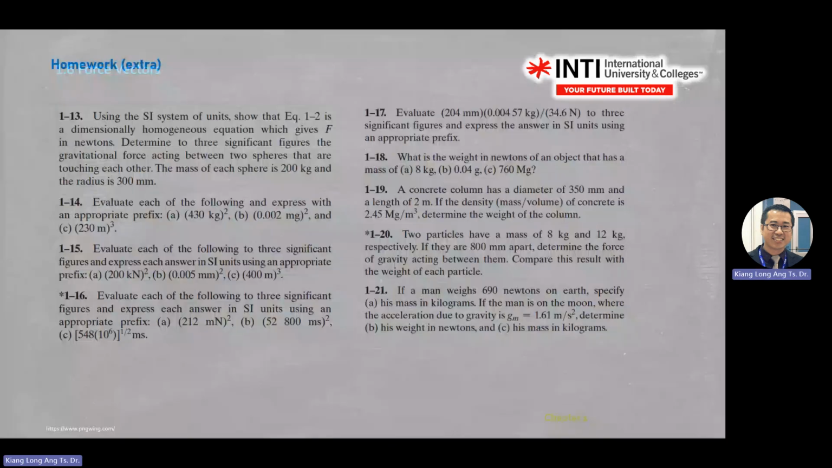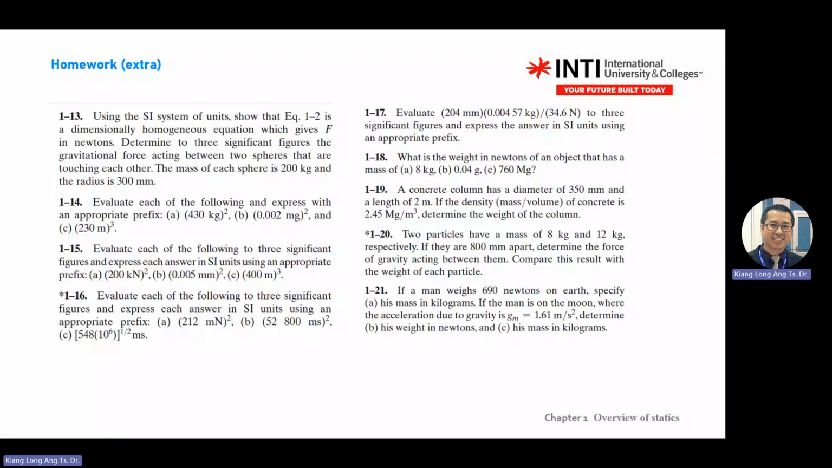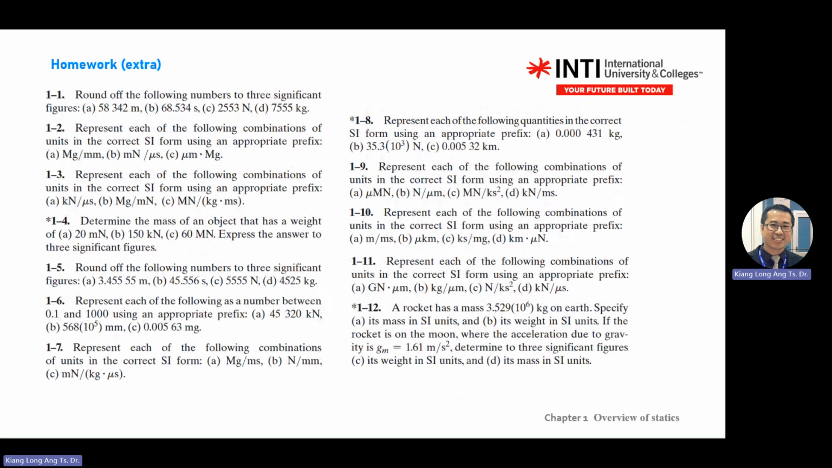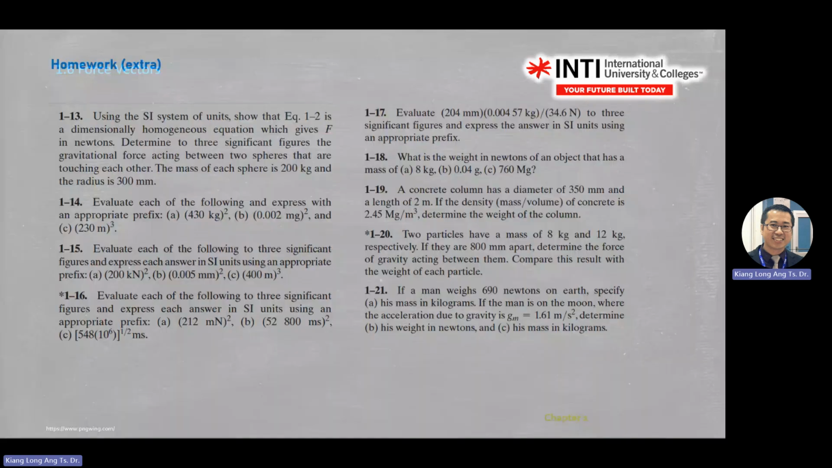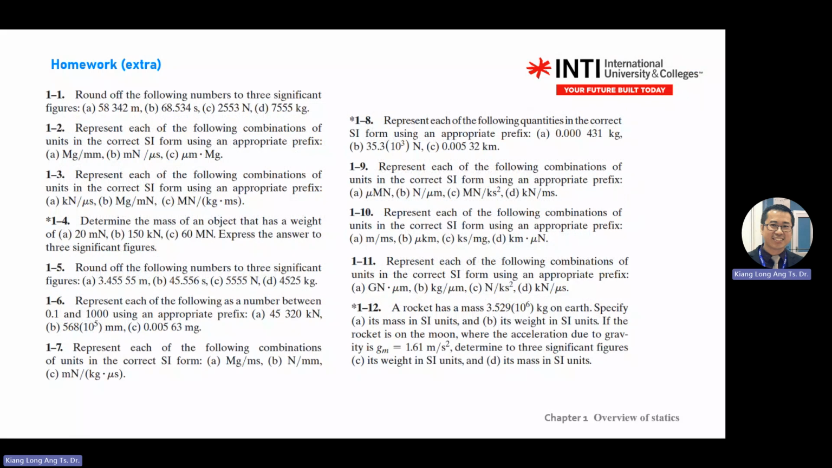I go very fast. These are the extra homework. If you want to do, you do. If you don't want to do, it also can. If you want me to check for you, you just send it to me, then I mark for you during my free time. I don't show the answer here. So all these are extra homework for you. There are more than 10 questions here.